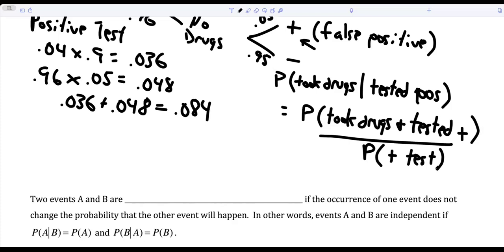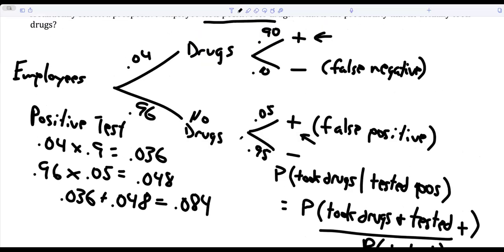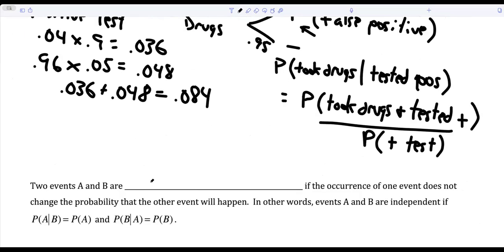Okay, so what's the intersection? They took drugs and they tested positive. That's going to be 0.036 right here. Divided by the probability of a positive test, which is this number right here. So I've got 0.036 divided by 0.084. Put that into your calculator.